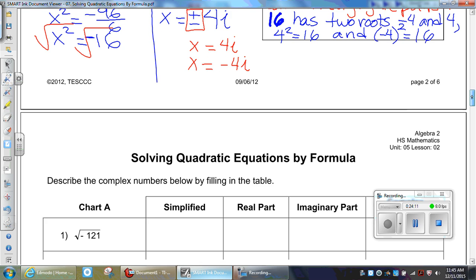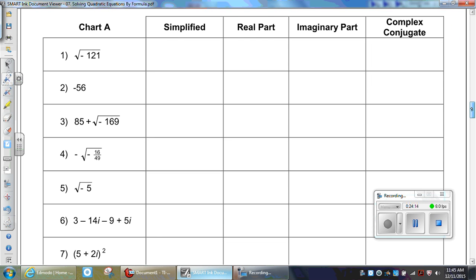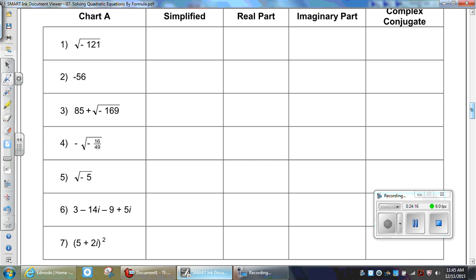Okay, so moving on. We're going to complete this table. I'm going to go kind of fast. So the simplified version of the square root of -121. If we factor that as the square root of -1 times 121, that will give us 11i. In this case, I'm only taking the positive square root of 121 because I don't have a variable. So I only take the principal square root, which is the positive. The real part is 0. The imaginary is positive 11i.